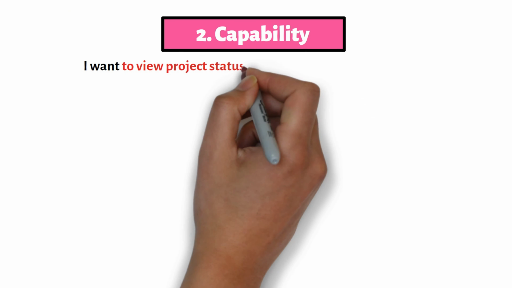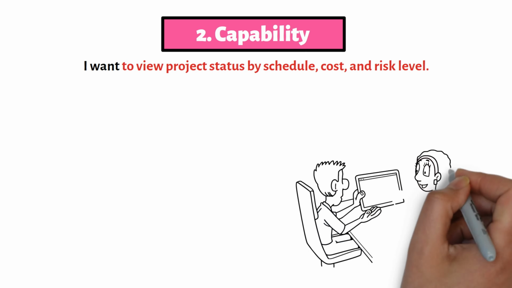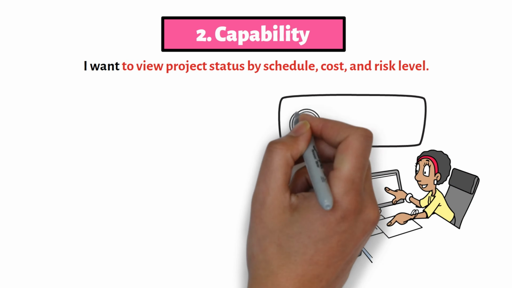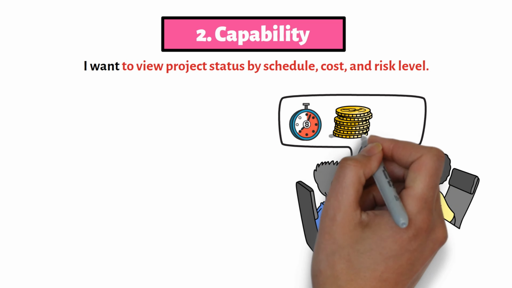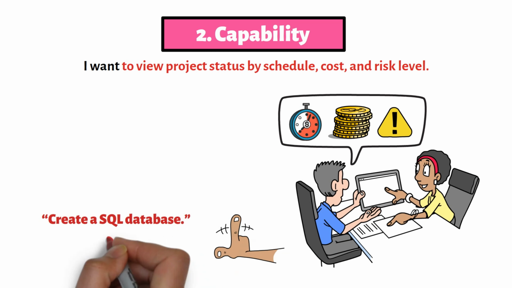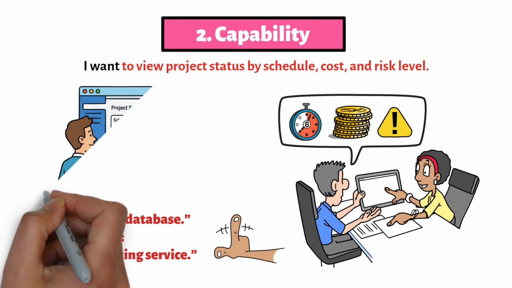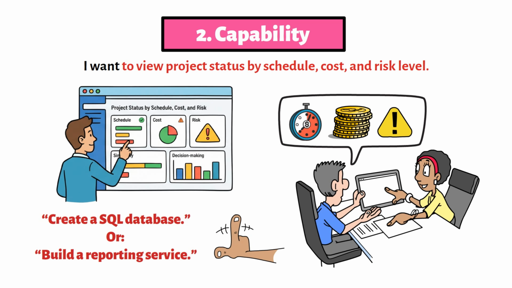The second part is the capability. In our example, "I want to view project status by schedule, cost, and risk level." This describes what the user wants to do. Notice that it focuses on the user's need, not the technical implementation. It does not say, "create a SQL database" or "build a reporting service." Those may become technical tasks later, but the user story should focus on the capability the user needs.